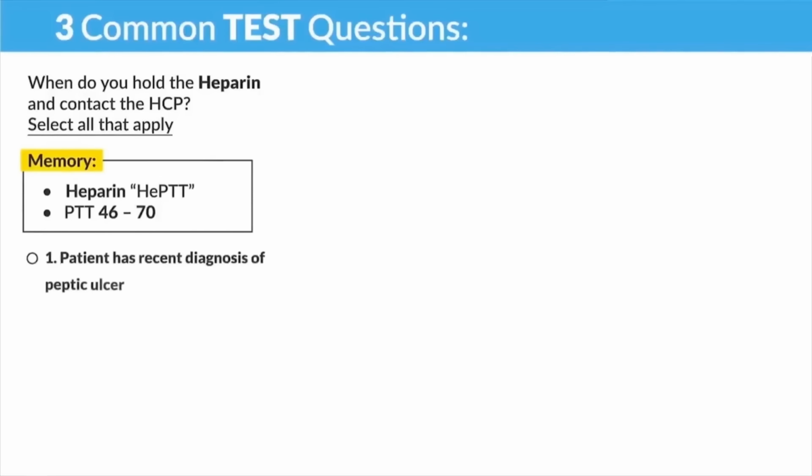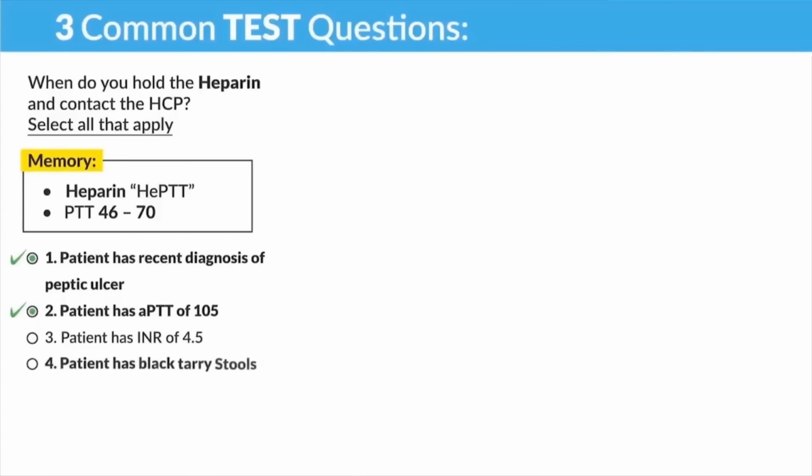So patient has recent diagnosis of peptic ulcers. So we're gonna be holding that medication. Number 2 is patient has a PTT of 105. Guys, that's way north of 70. What about option 3? Patient has an INR of 4.5. Nope, that is warfarin, not heparin.